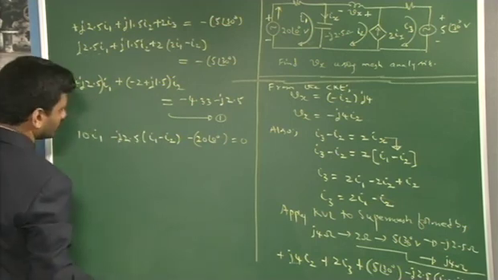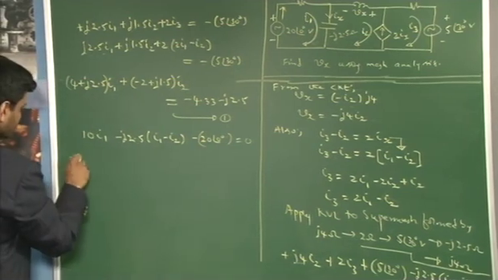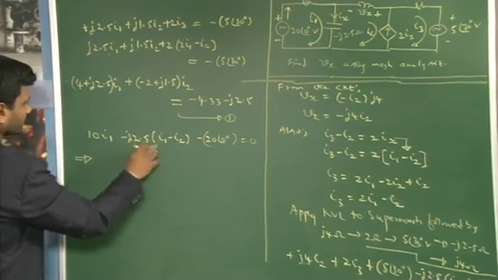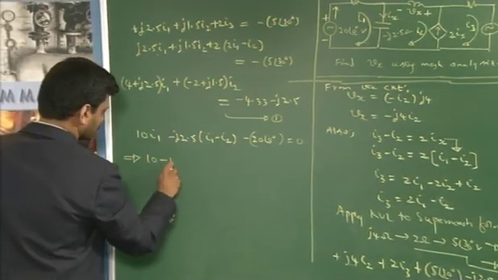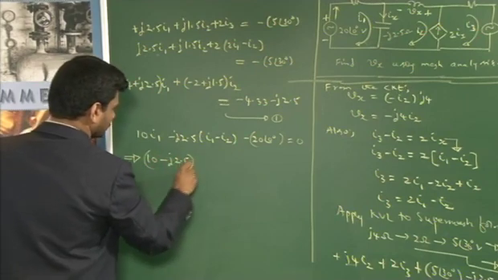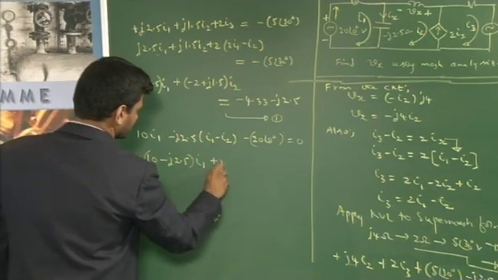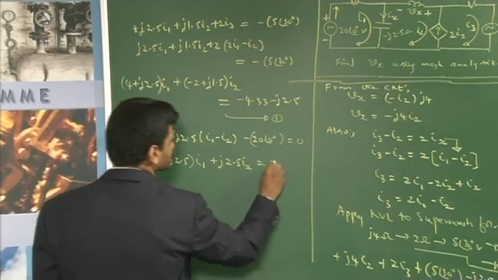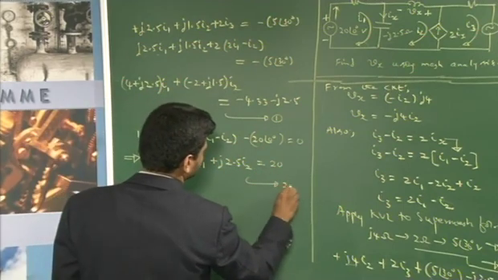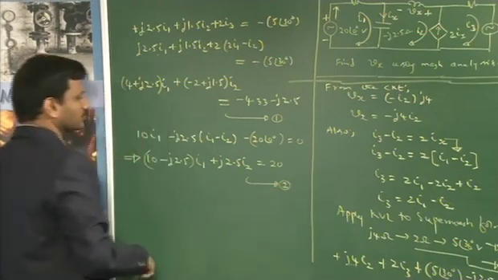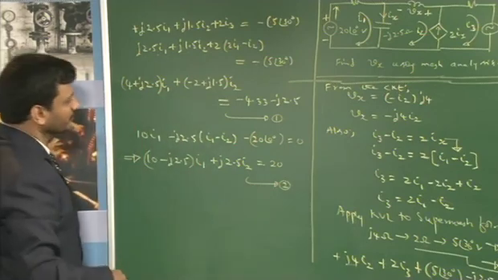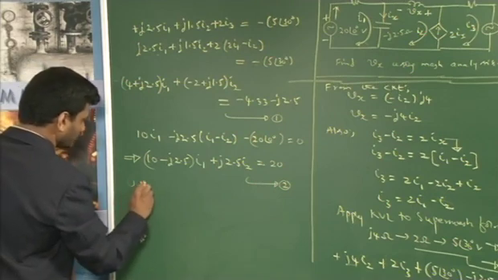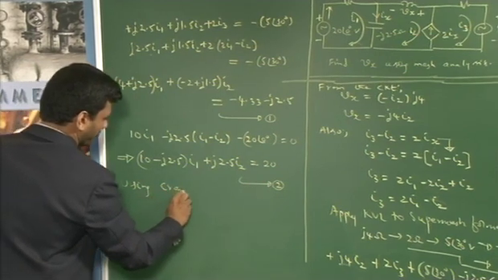And now this implies (10 minus j2.5) I1 plus j2.5 I2, this goes to the right hand side and becomes 20. Call this equation 2. Now, what will we do? We will use Cramer's rule.